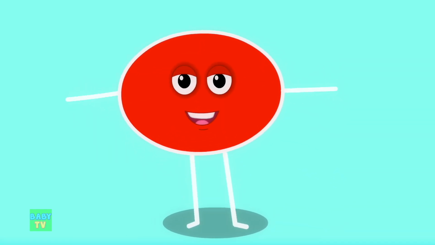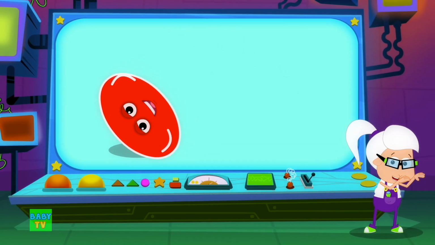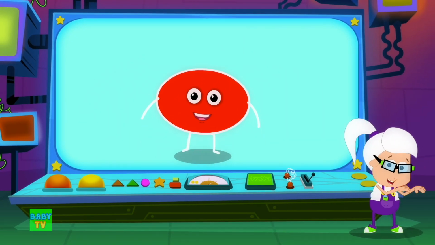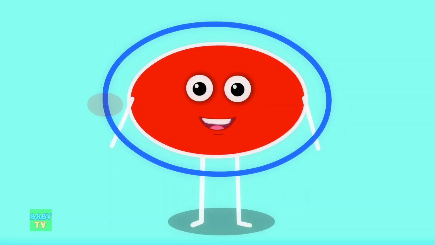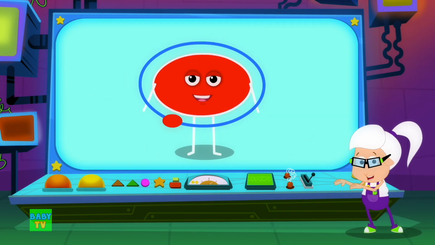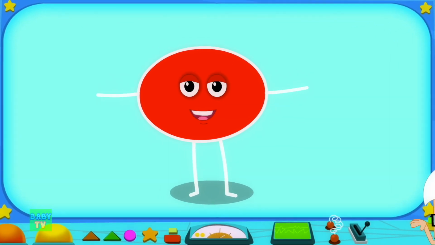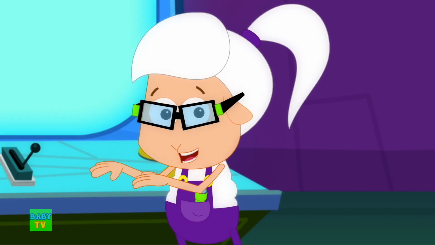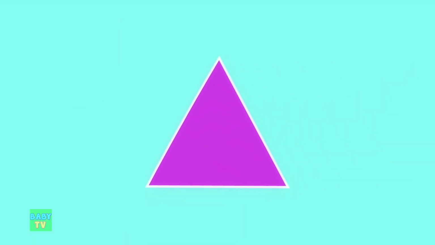I'm an oval, round and long, round and long. I'm an oval, round and long, like a circle that is very long indeed. Triangle, rectangle, circle, oval, square.